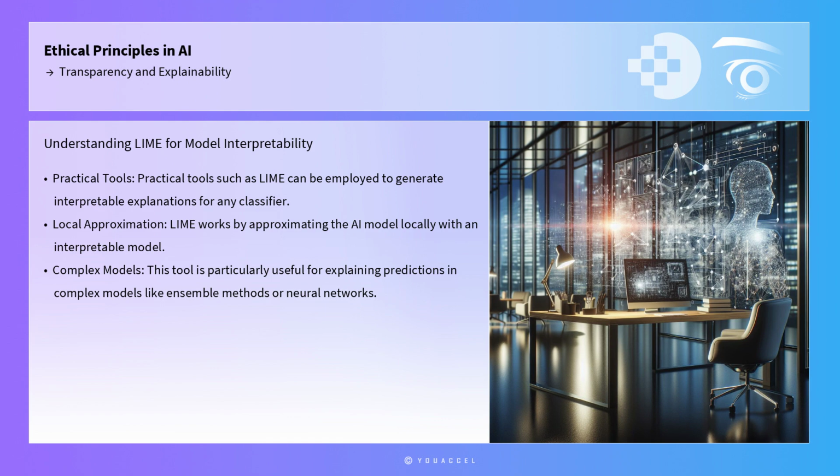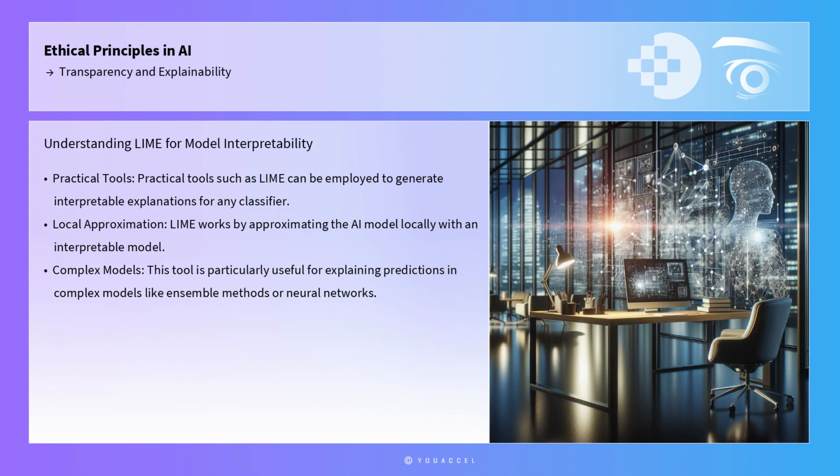Moreover, practical tools such as LIME can be employed to generate interpretable explanations for any classifier. LIME works by approximating the AI model locally with an interpretable model, thereby providing human-understandable explanations for individual predictions. This tool is particularly useful for explaining predictions in complex models like ensemble methods or neural networks, where transparency might otherwise be limited.